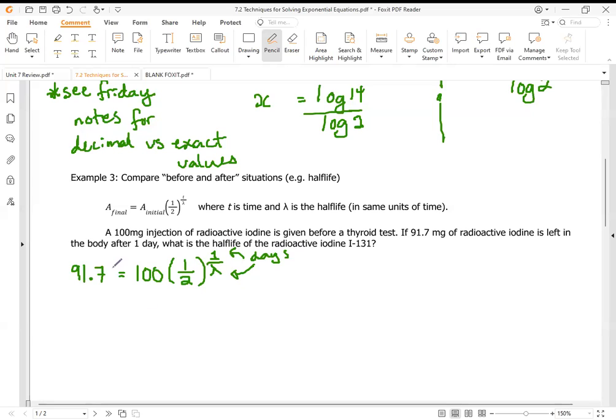So let's start. 91.7 equals 100 times this. I will divide 100 from both sides.